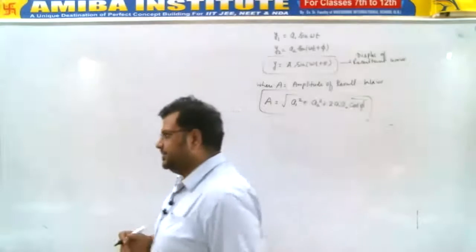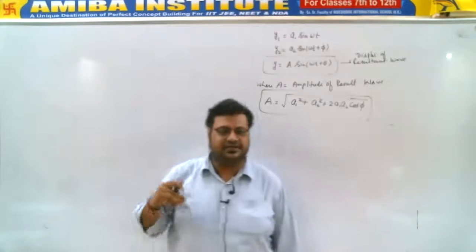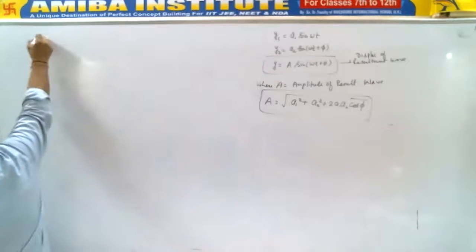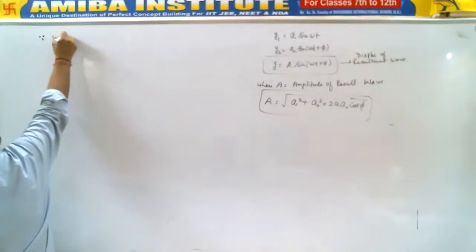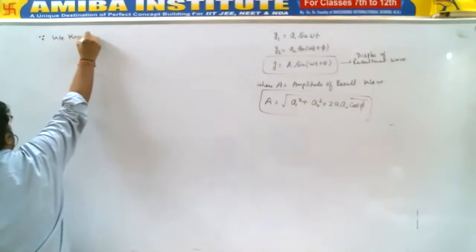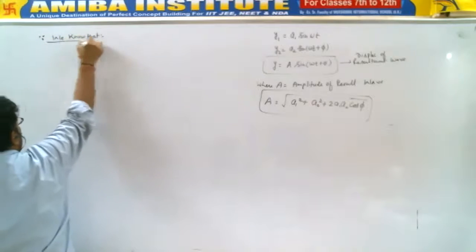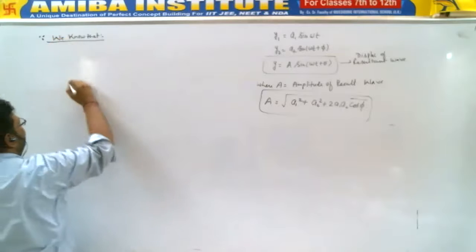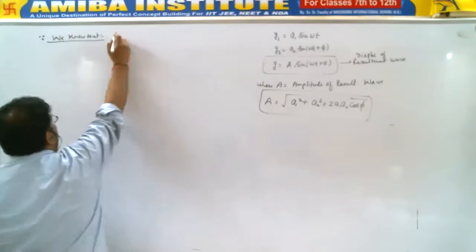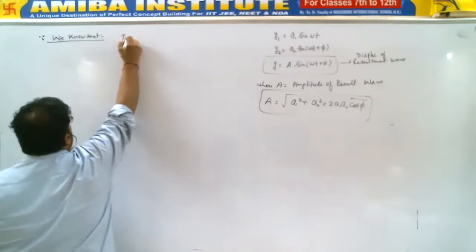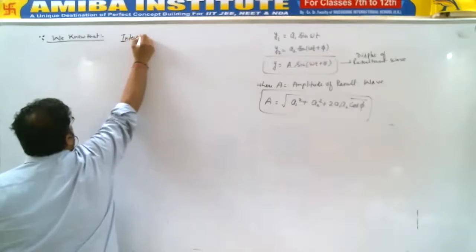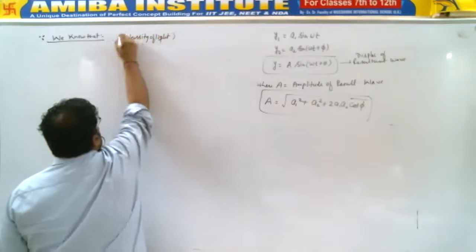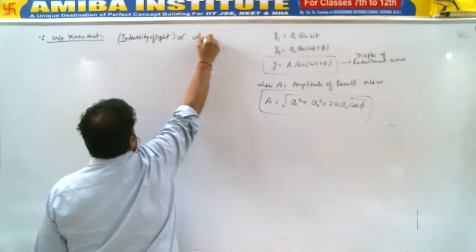Now let's talk about the intensity and its relation with the amplitude. Since we know that, if you don't know, then still you should know now onwards. What you should know is that the intensity of light is directly proportional to the amplitude of waves square.